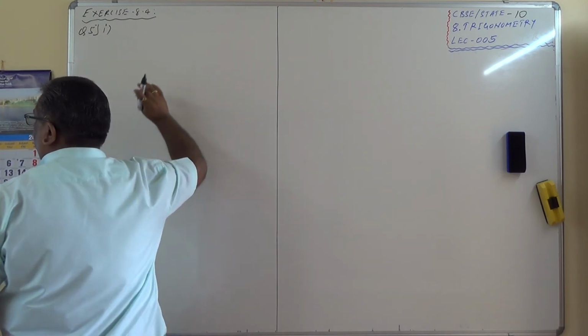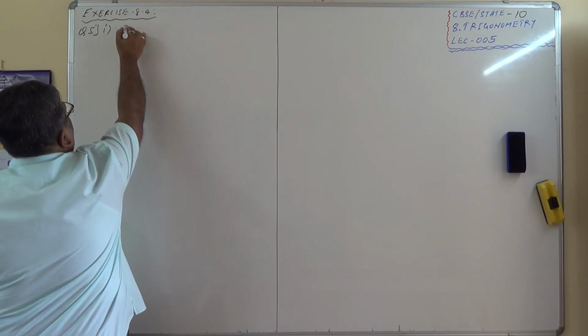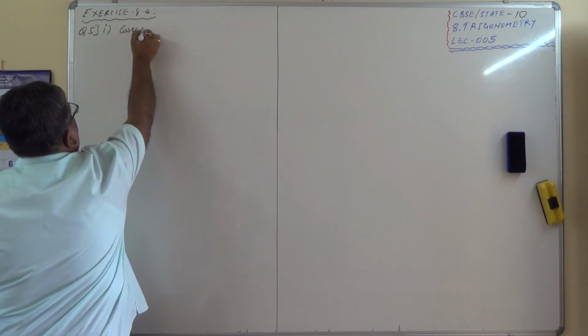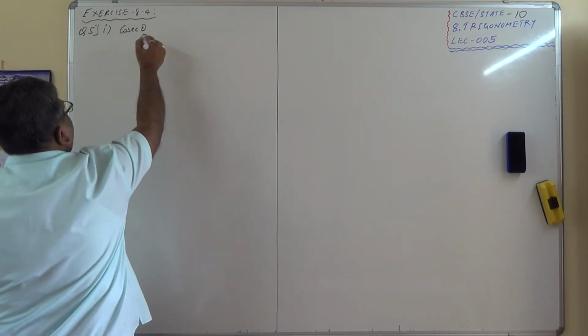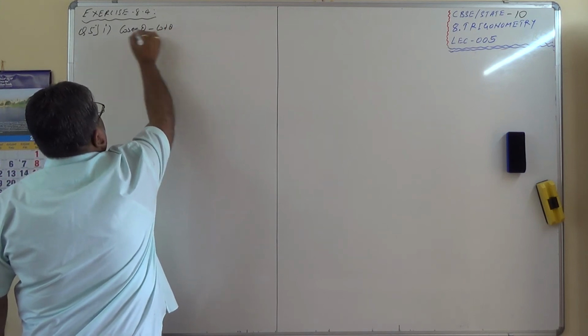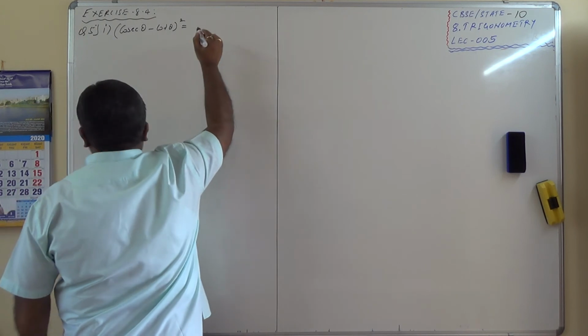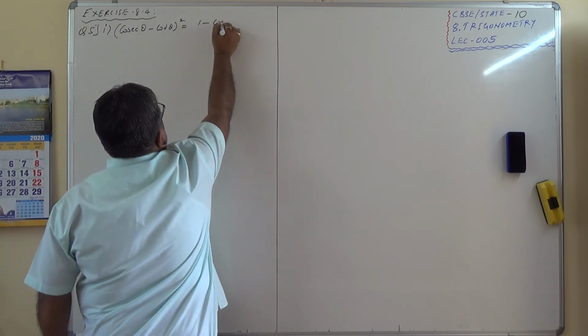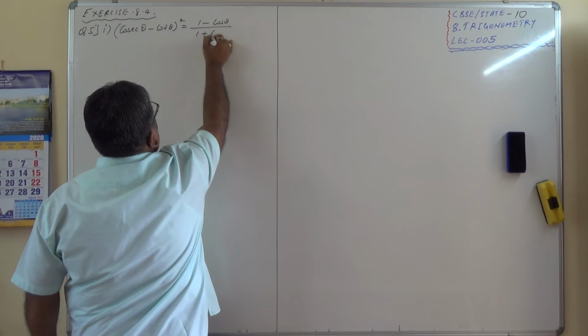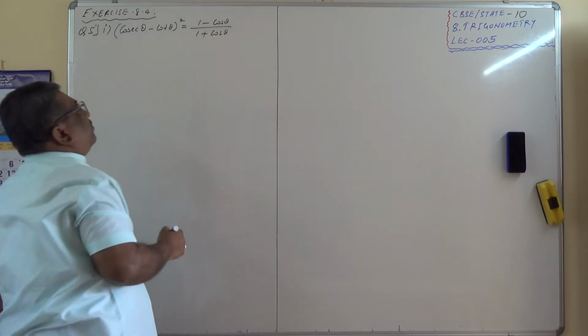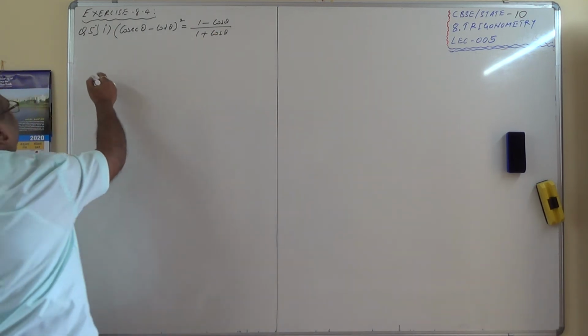So first one, we have to prove this. Cosec theta minus cot theta, the whole square, equals 1 minus cos theta. This is what is to be proved. So I will take the LHS over here.